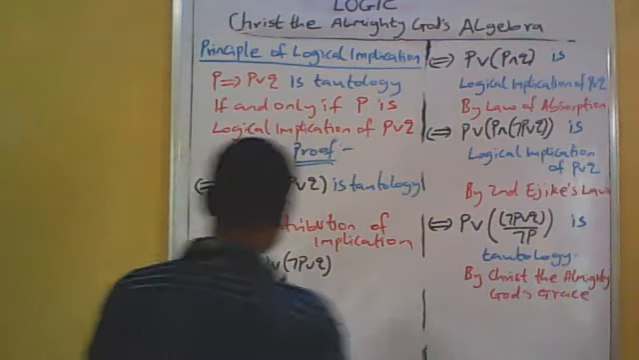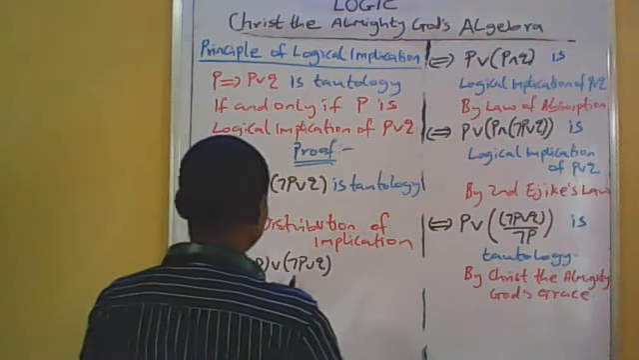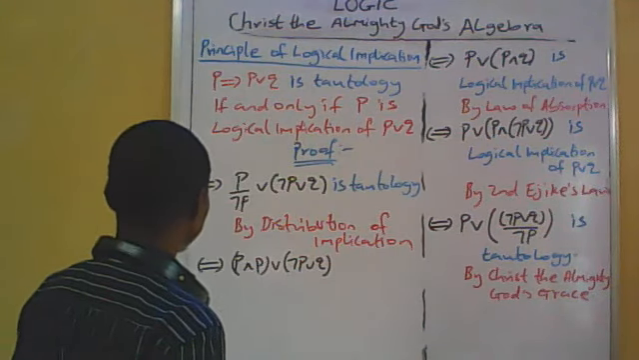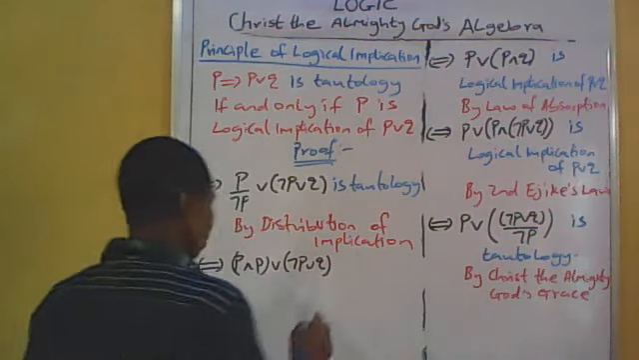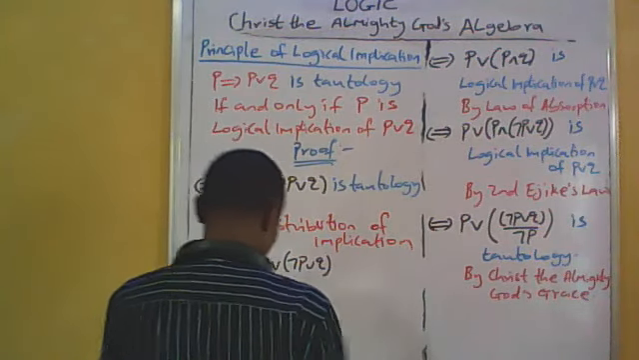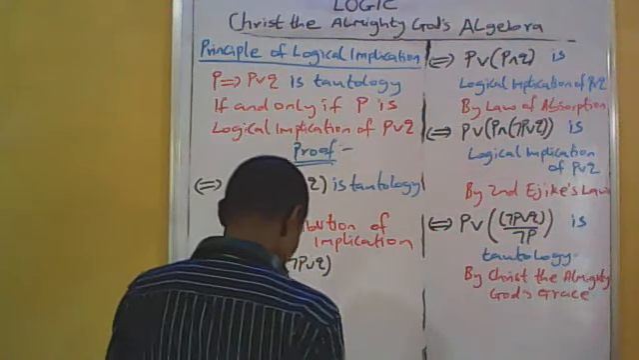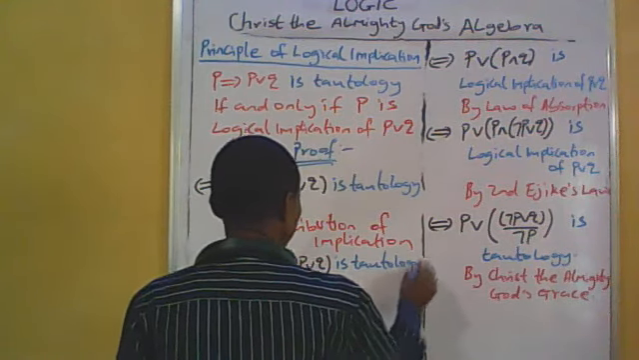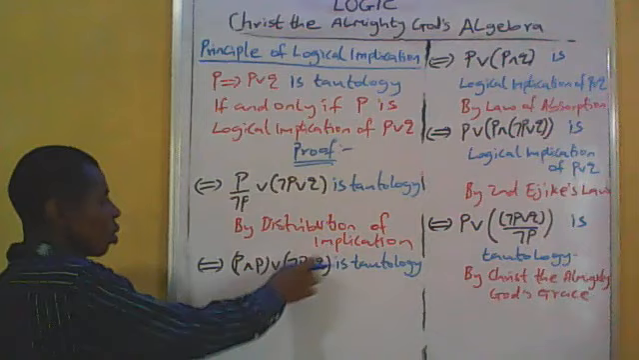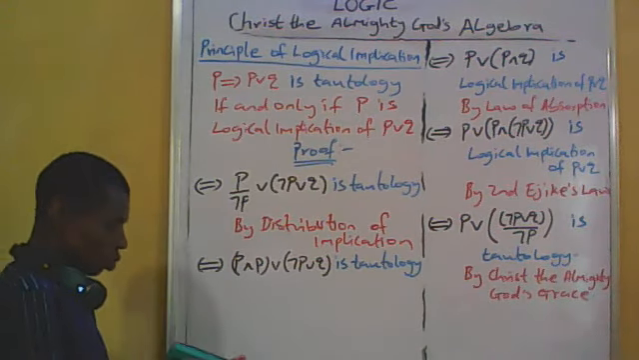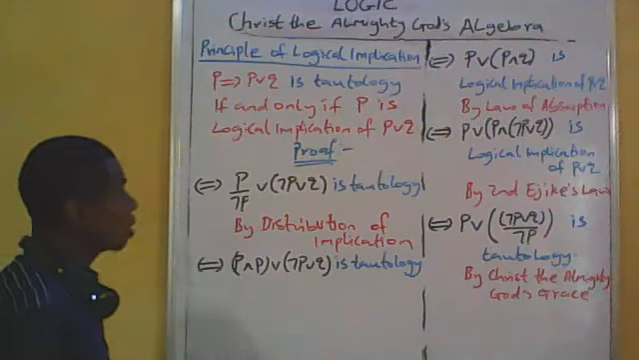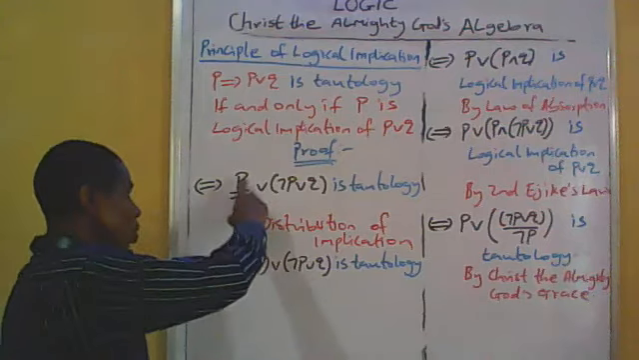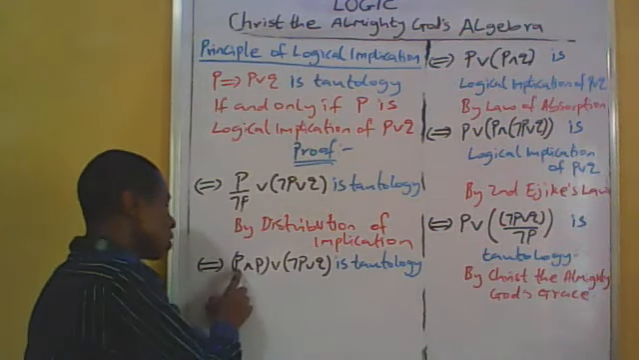So, and it's still now being distributed and it's still P. So it's still tautology, is tautology because P or bracket not P or Q is tautology. So being justified by Christ Almighty God's grace. It's through the Christ Almighty God's grace that we transform this P upon not P to constitute statements P and the P.